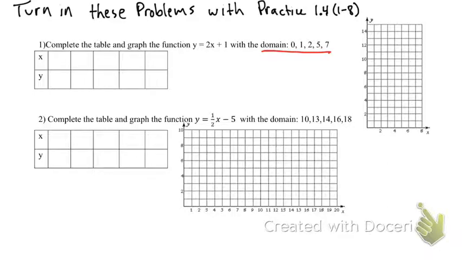If you recall, the domain is just all your x values, all your inputs. Okay, so I'm going to list all these, my domain, into the x column, or the x part of the table. So it's 0, 1, 2, 5, 7.